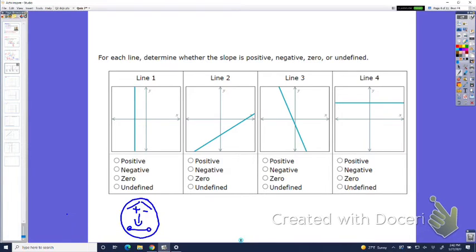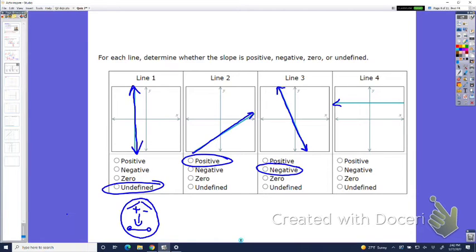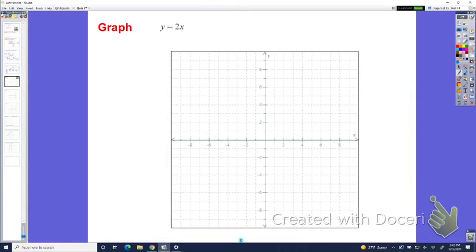So let's check this out. A vertical line is undefined. This one, line 2, read it left to right, it goes uphill, so this is positive. Versus line 3 goes down left to right, that is negative. And the one that has no incline whatsoever has 0 slope. This will be important to know when we get into graphing the lines, which is next.